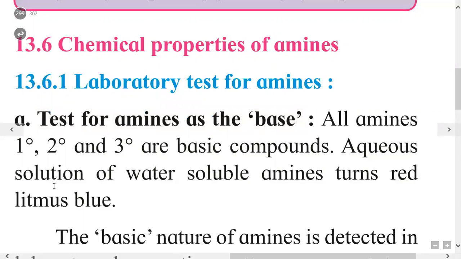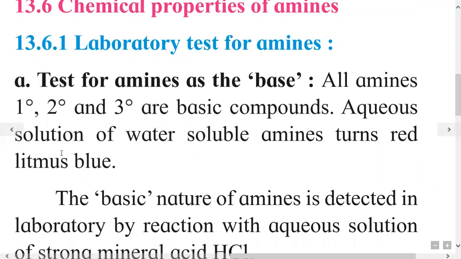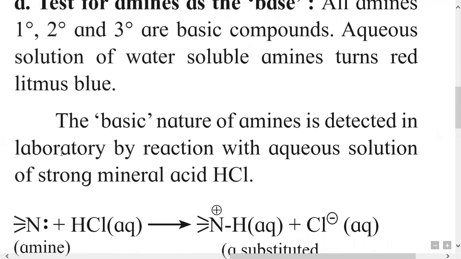We had already studied that primary amine, secondary amine, tertiary amine and ammonia, all these are basic compounds. So this can be tested in the laboratory with aqueous solution. When an aqueous solution of amine is tested with red litmus paper, then this red litmus paper turns blue, that indicates these amines and ammonia are basic in nature.